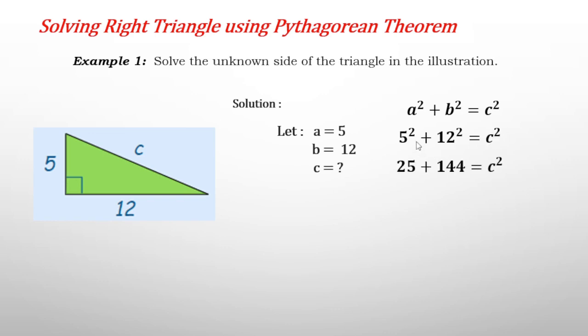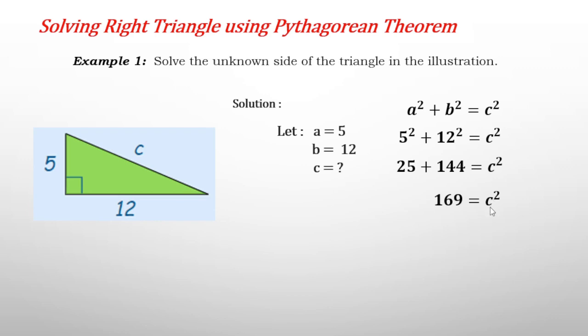As we simplify, 5 squared is 25 because that is 5 times 5. And 12 squared, which is 12 times 12, is equal to 144, which is equal to c squared. Getting the sum of 25 plus 144, that is equal to 169, which is equal to c squared. And take note that we are not looking for c squared. We are only looking for c.